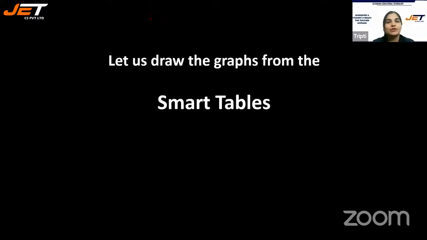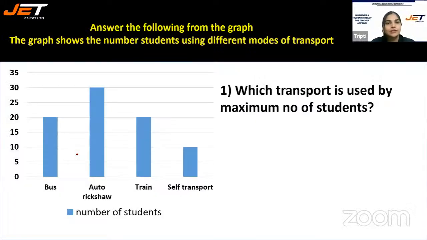Okay. So we will draw the graphs from the smart tables given to us. Here you need to answer the questions from the graph. The graph shows the number of students using different modes of transportation. Which transport is used by maximum number of students? Maximum is most.